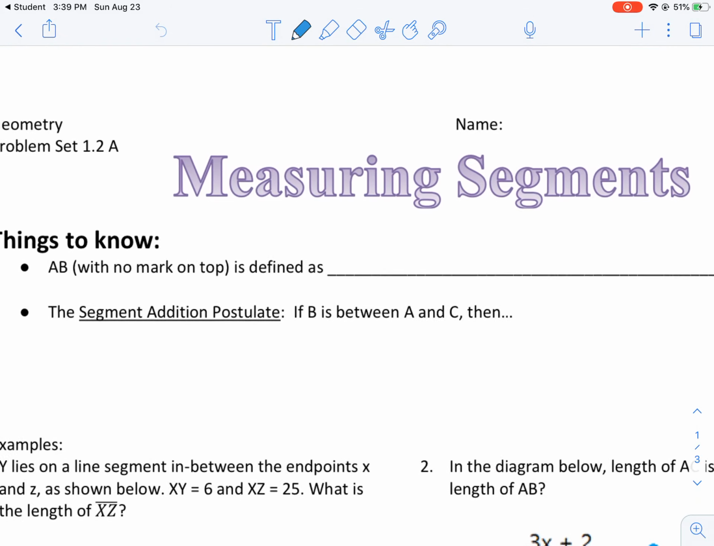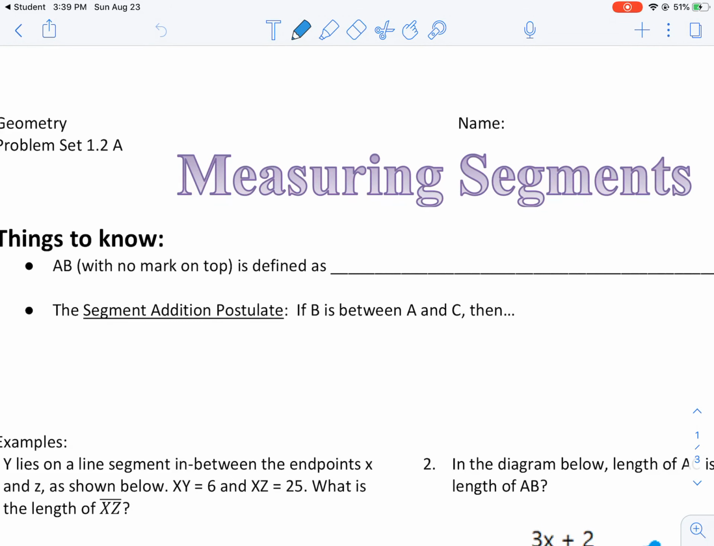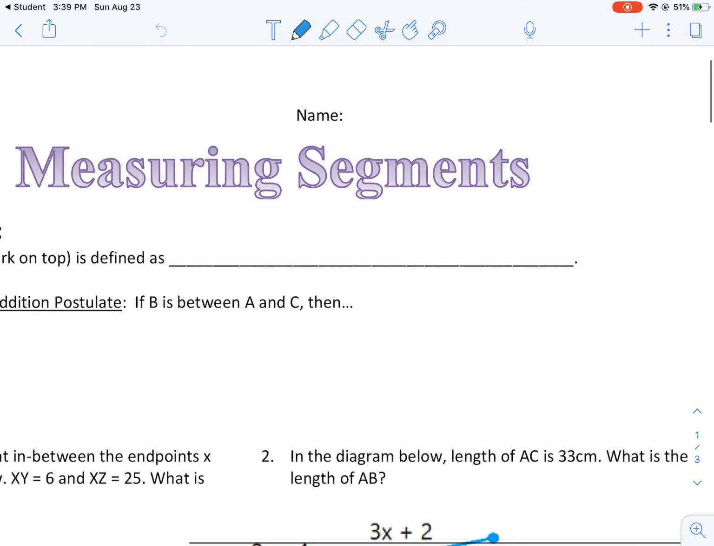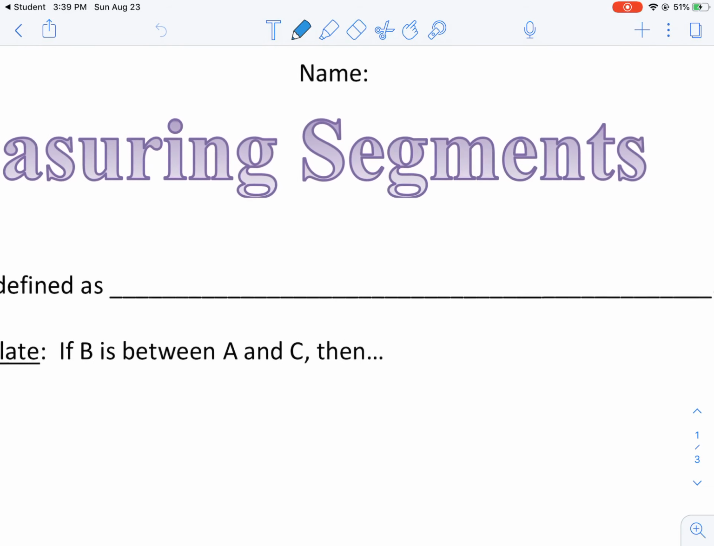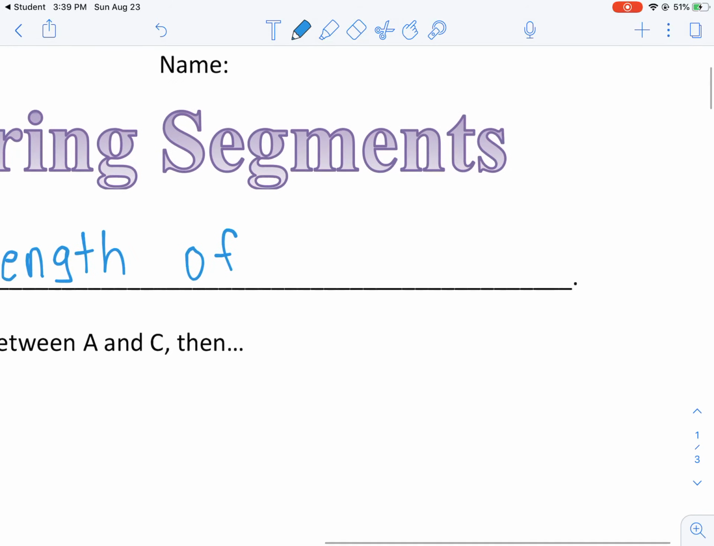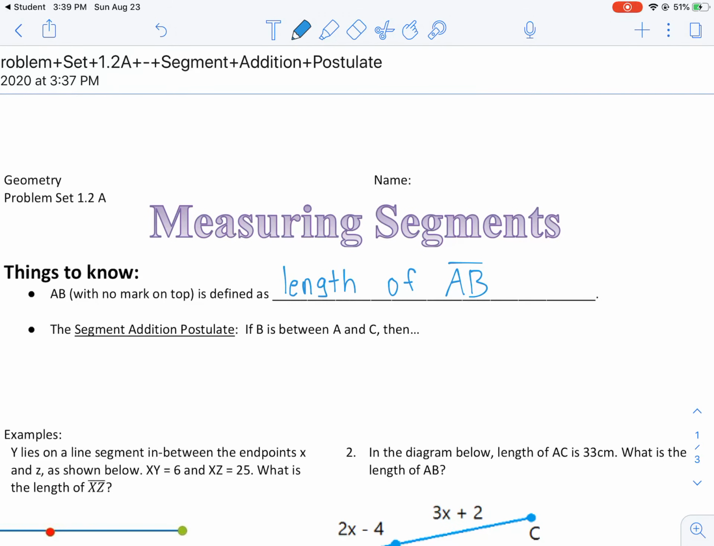So first thing, if you just see AB like that with no mark on top, that is defined as the length of segment AB. So for example, you would see that in an equation. Just AB. That just means the length of the line segment AB.